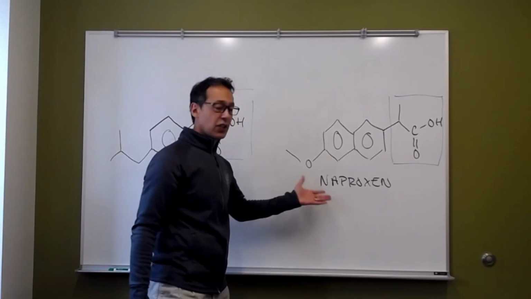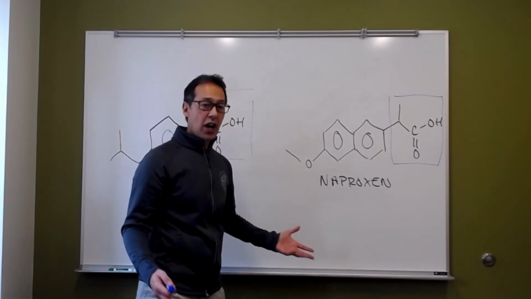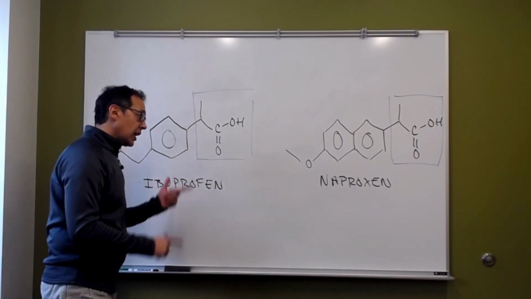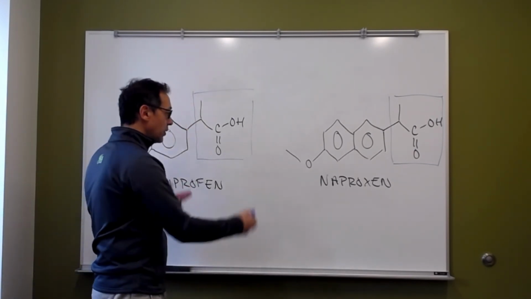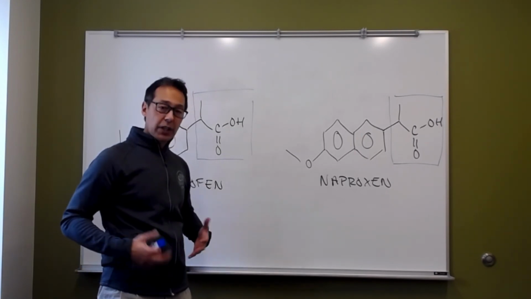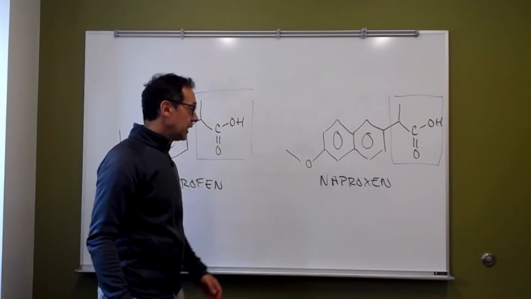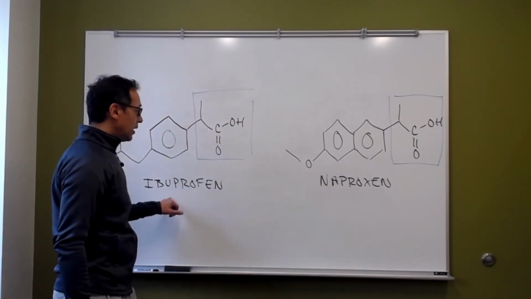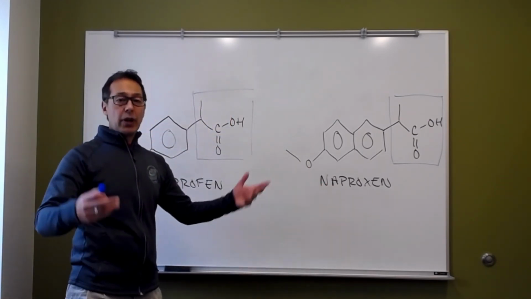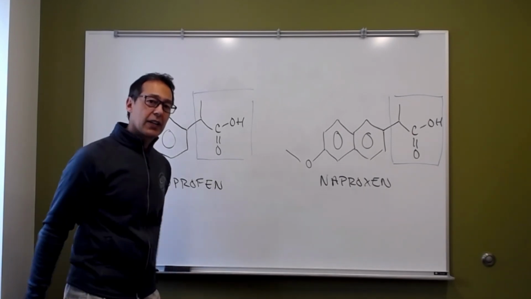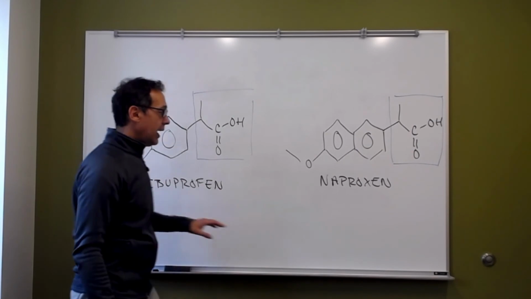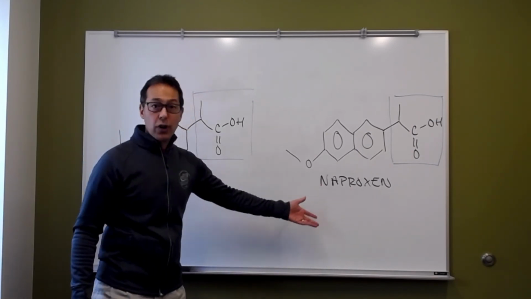So you don't have to take as much of it, or you don't have to take it as often as you might with ibuprofen. The downside is that both of these might cause some stomach upset and/or intestinal bleeding, and naproxen a little bit more so than the ibuprofen. But anyway, those are two carboxylic acids that you might encounter in your everyday life: ibuprofen and naproxen, or Aleve.